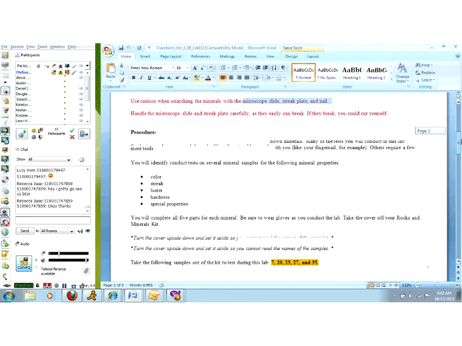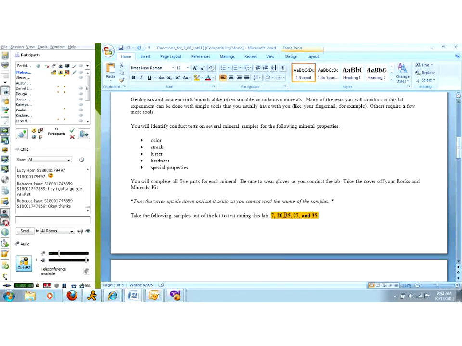We're going to be looking at color, streak, luster, hardness, and special properties. We are going to be using these 5 samples. Now, there's an answer key in your kit. I don't know why they do this. It drives us absolutely batty. Put this away while you're doing this lab, and then later you can check up with this. Okay? All right, so I'm going to go ahead and pull out number 7.